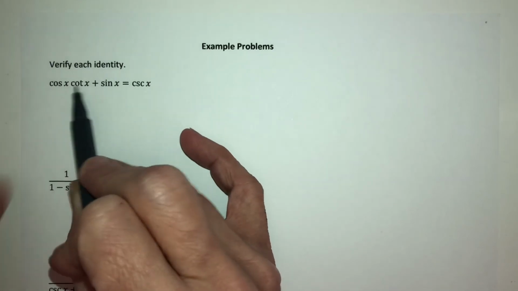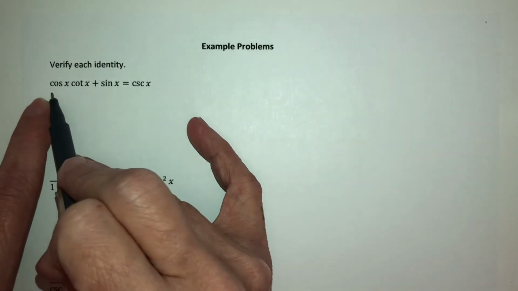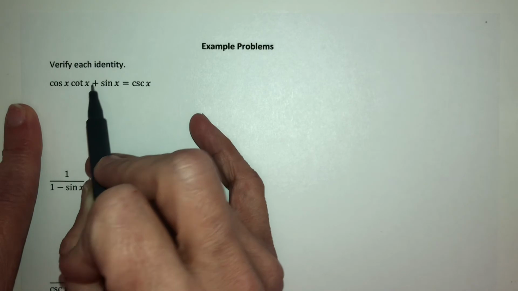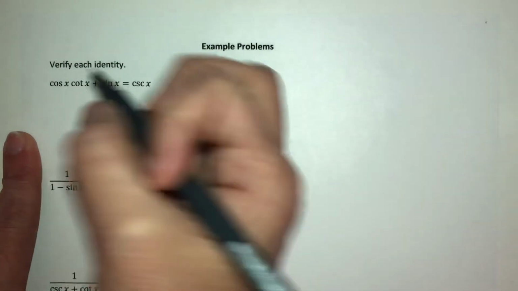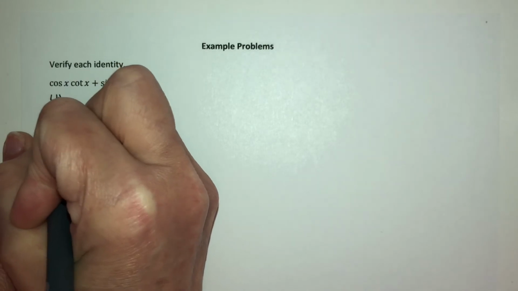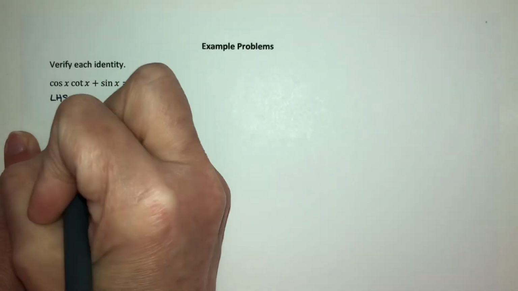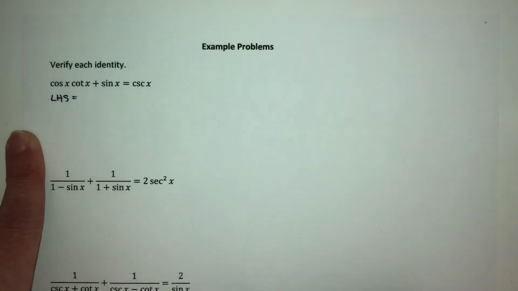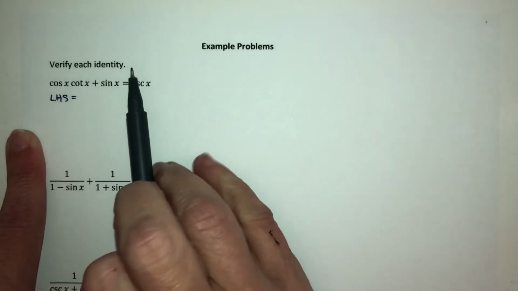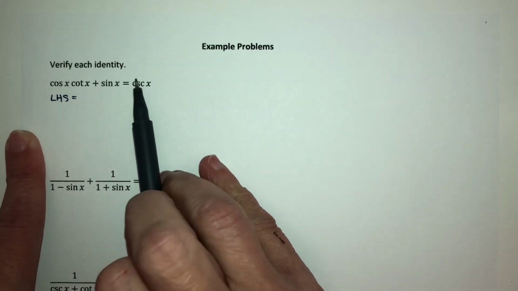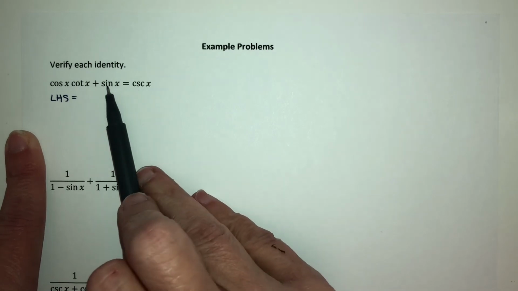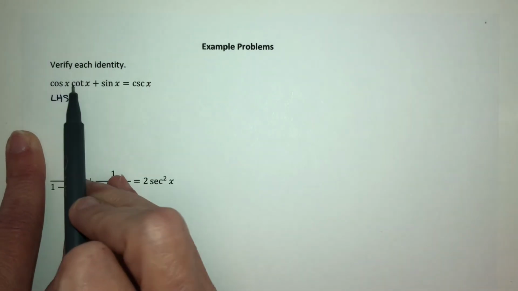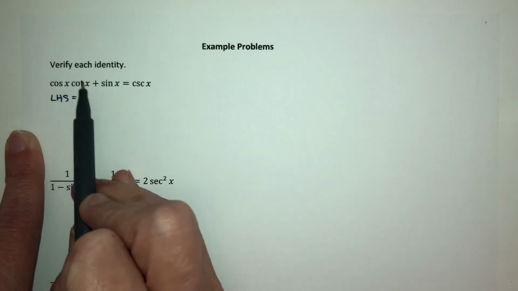Okay? The left-hand side is definitely my more complicated side. So what I'm going to do is I'm going to start right here, and as a shorthand, you can just say left-hand side equals, so you don't have to recopy that. And here I have a cosecant, which is a sine. It's 1 over sine. Here I have a sine, and cotangent has a sine in it as well.